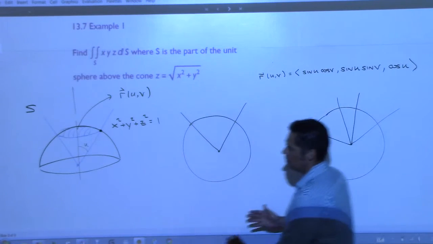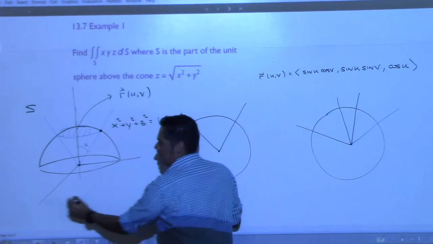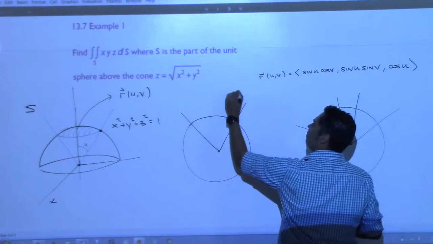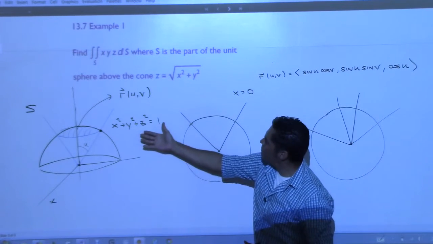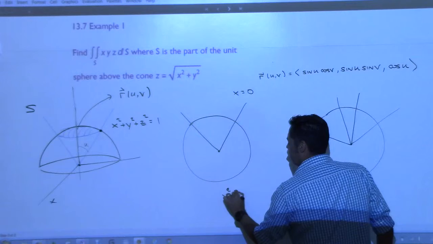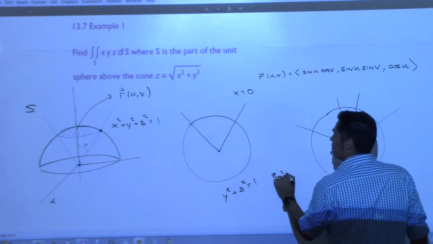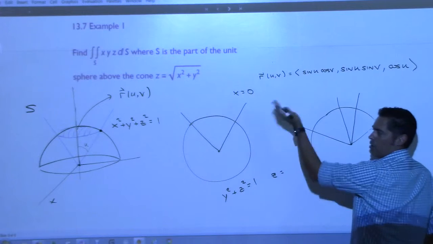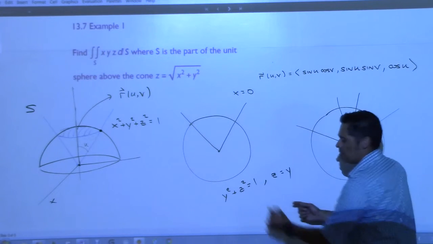Do you agree? If this is my x-axis coming out, and I cut this in half, let's say x is 0 here. So if x is 0 in this picture, then what do these two equations become? y squared plus z squared equals 1, and the other equation becomes z equals the absolute value of y, but let's just say y. Z is y. So now I have these two equations.